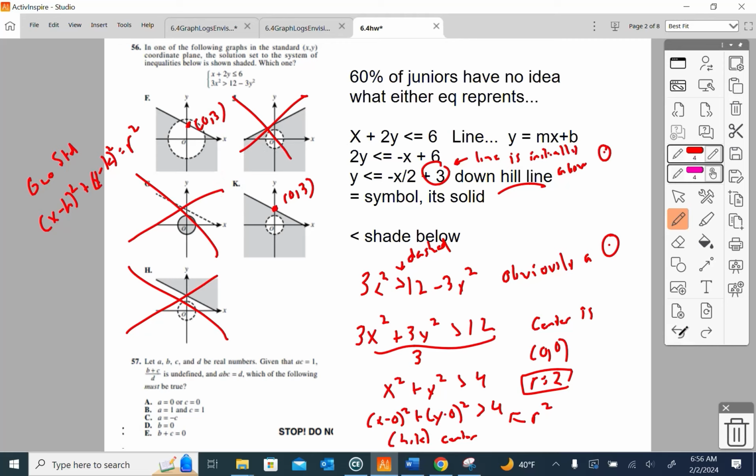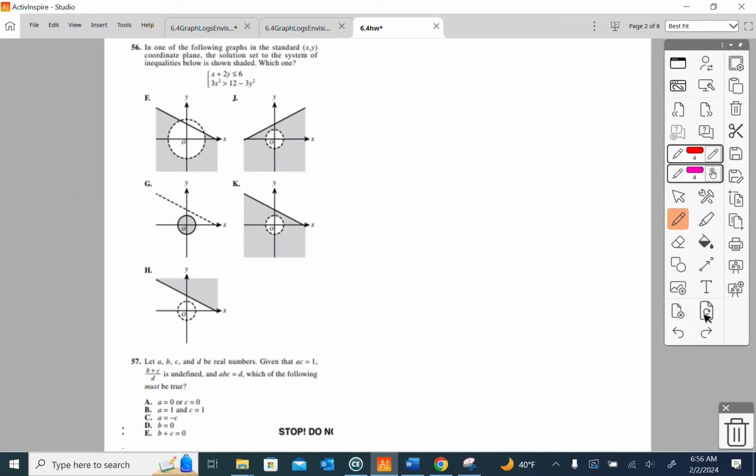57. What do we got in 57? 57 doesn't look like it's one of them fun ones. Let A, B, C, and D be real numbers. Given that AC is 1, (B plus C) over D is undefined, and AB times C is D, which of the following must be true? So here's that big thing right there. B plus C over D is undefined. So I would make a guess that D is 0, because you can't divide by 0.